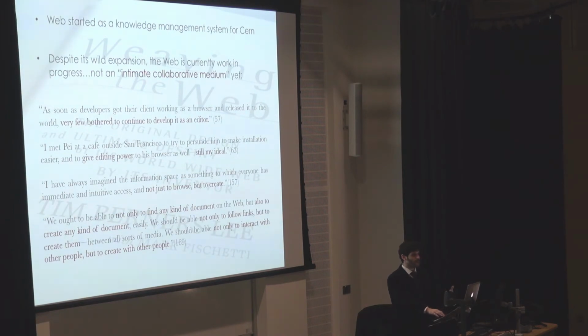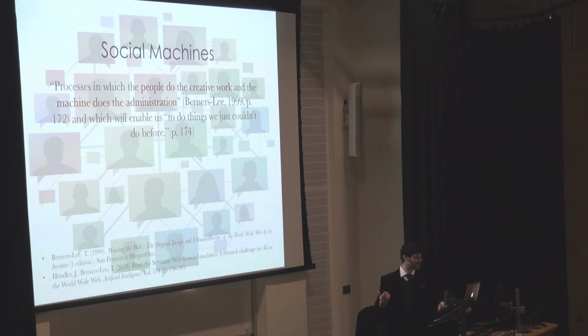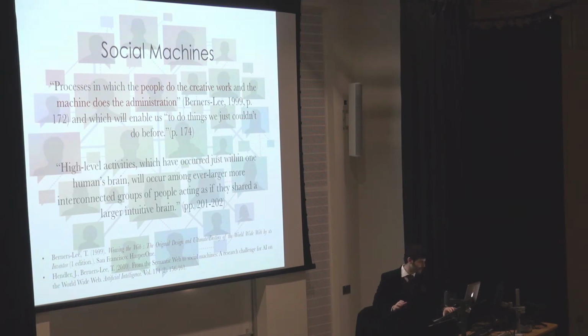And the reason why this is important, Berners-Lee thinks, is because when we achieve that, then actually we will also manage to create what he calls social machines, which he defines by saying that they're web-driven processes in which the people do the creative work and the machine does the administration, and which will enable us to do things we just couldn't do before.